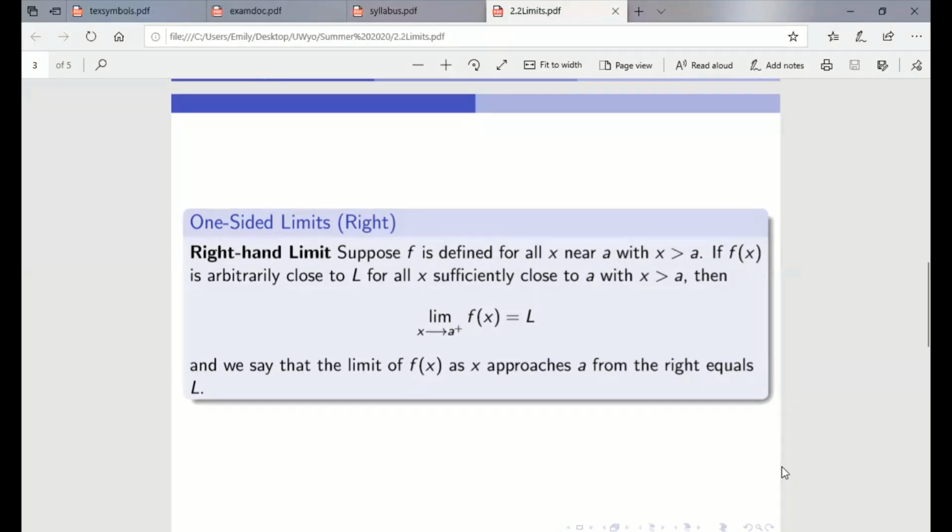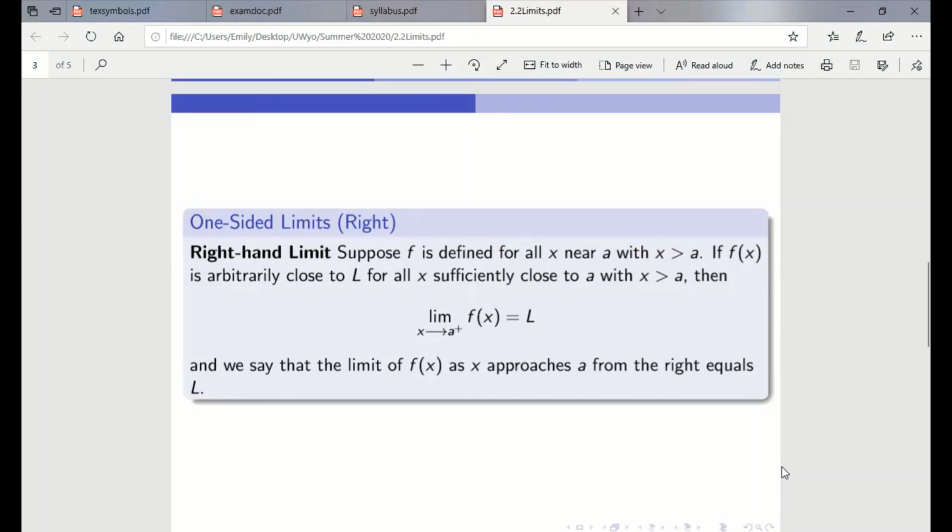Suppose f, your function, is defined for all x near a with x values greater than a. So we have a point a, and we're just looking at stuff to the right of a. If f of x is arbitrarily close to some value L, for all x sufficiently close to our value a, with, again, all of our x values being greater than a, then we get the statement below, and we say that the limit of f of x as x approaches a from the right equals L.